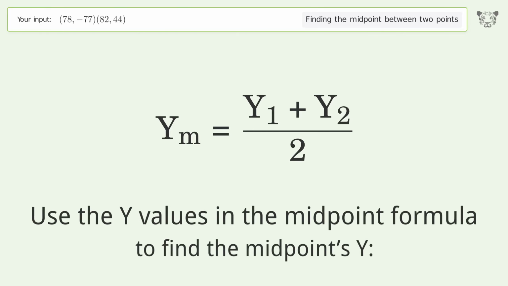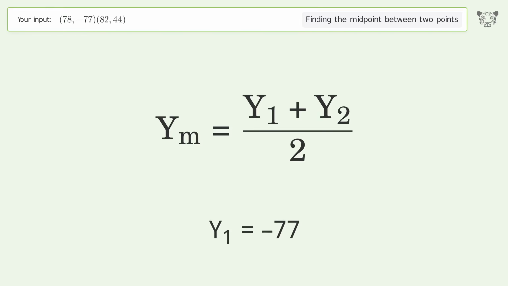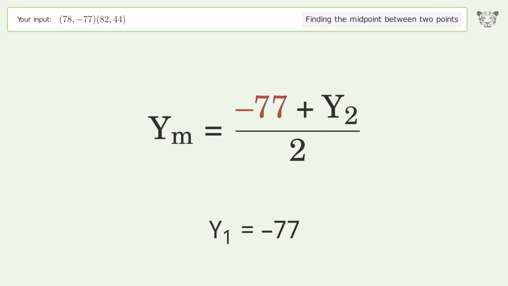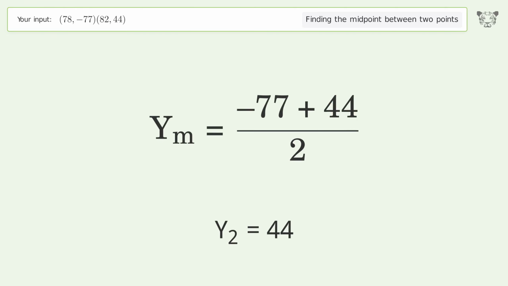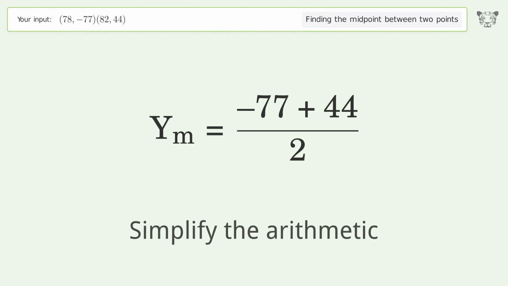Use the y values in the midpoint formula to find the midpoint's y. y1 equals negative 77. y2 equals 44. Simplify the arithmetic.